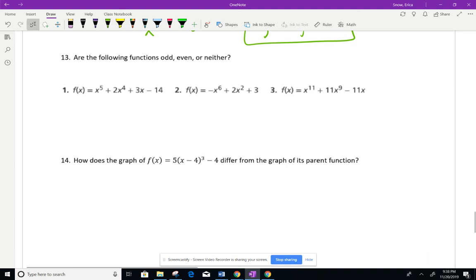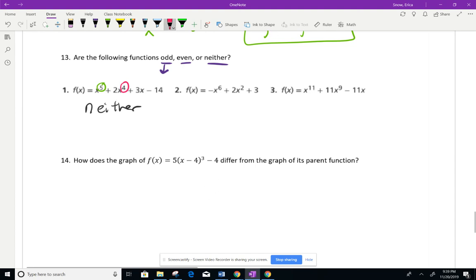Okay, for question 13, it says, are the following functions odd, even, or neither? So for odd, all of the powers of x have to be odd. For even, all of the powers of x have to be even. And if those two conditions aren't met, then it is neither. So if we look at number 1, we have an odd in the 5, but an even in the 4. And so that makes this one neither.